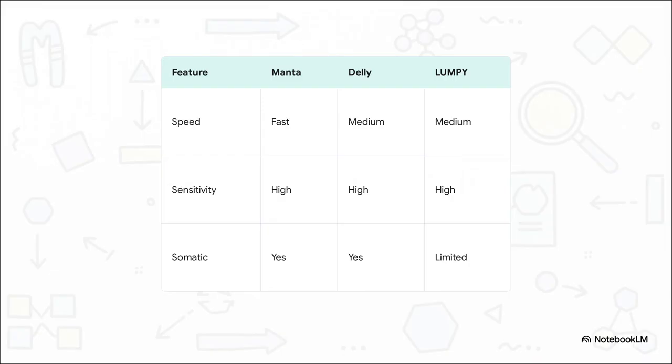So let's compare our digital detectives directly. As you can see, MANTA absolutely dominates in speed and somatic tumor analysis, while Lumpy matches it with incredibly high sensitivity in difficult, low-coverage scenarios, thanks to its probabilistic modeling. You might be wondering, well, which tool is better? The truth is, because they use completely different algorithmic approaches, assembly graphs for MANTA versus probability distributions for Lumpy, they actually often catch entirely different subsets of true variants.